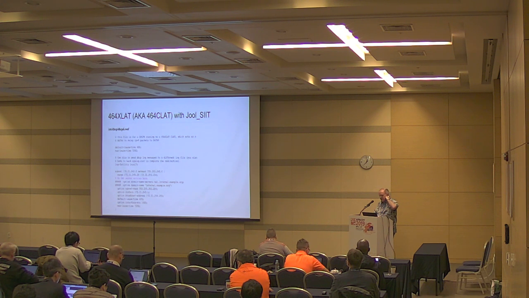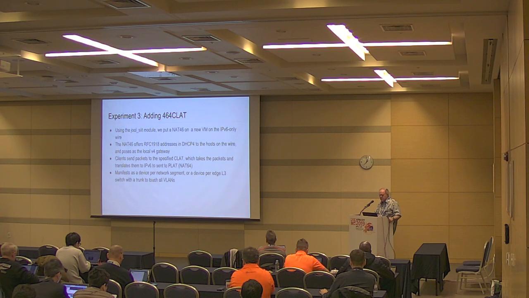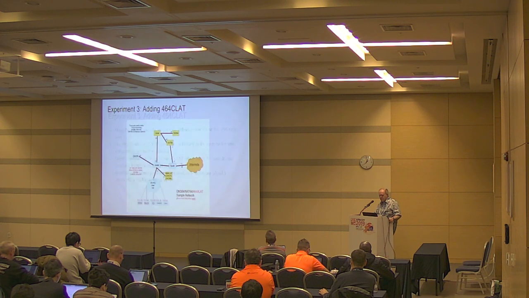But that's it. Since it's setting itself up as a local router, whenever it gets a packet, it'll use Jool SIIT to translate it to get it off the wire over to the NAT64. So experiment 3, using a Jool SIIT module, as we just said. I repeat myself constantly. So I'm going to take a moment and turn that on.